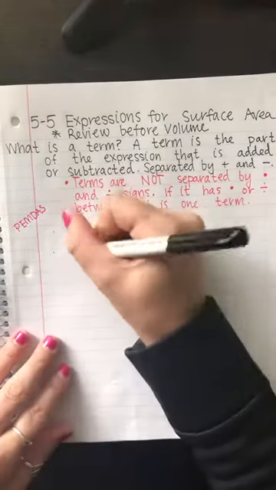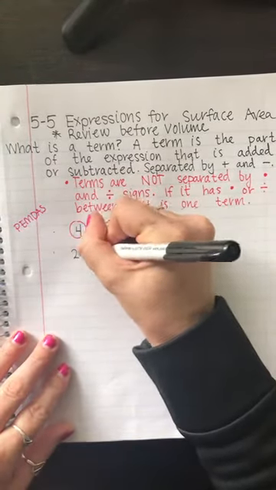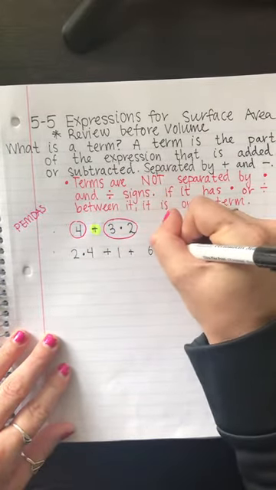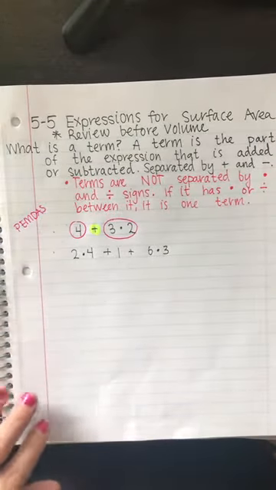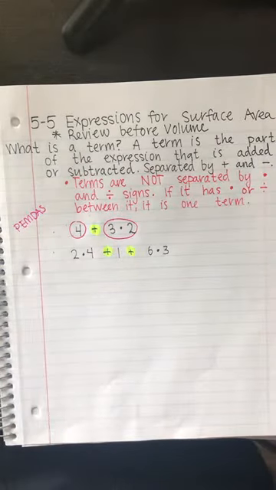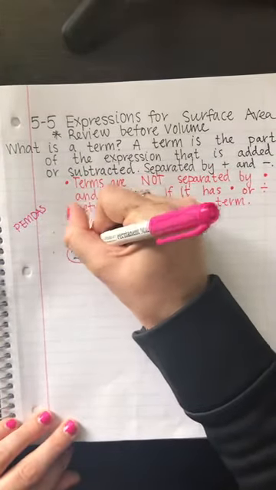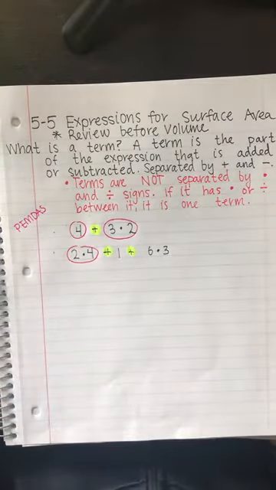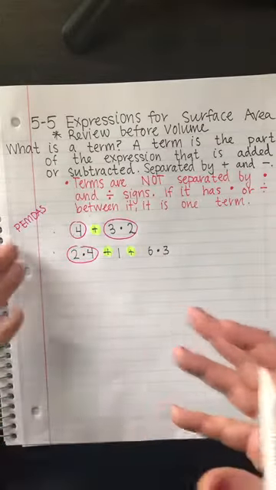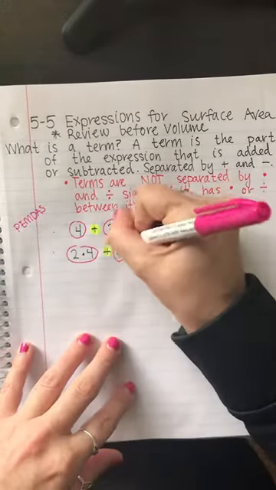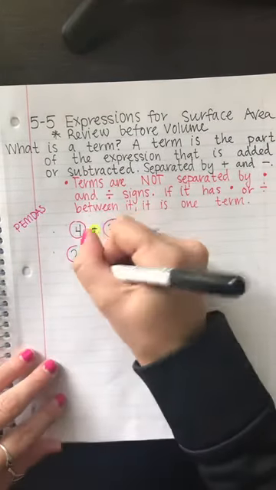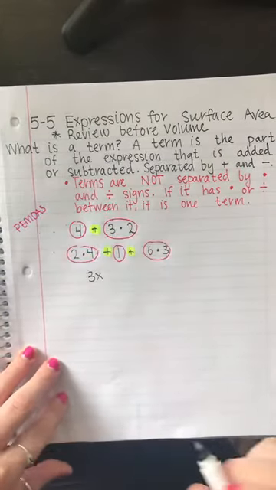Here's another example for you, a little bit longer. 2 times 4 plus 1 plus 6 times 3. Again, I'm looking for these plus or minus signs, and those are separating my terms. 2 times 4 is a term. We have to do 2 and 4 together because PEMDAS says that those go together. 1 stands by itself, and 6 times 3.